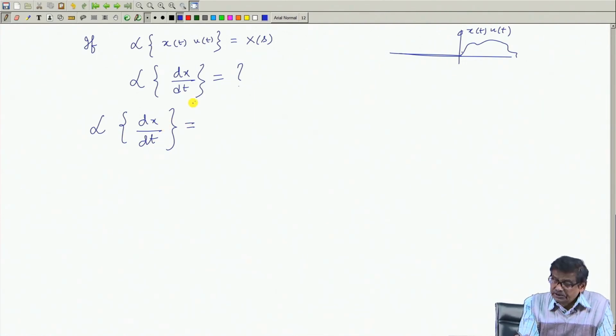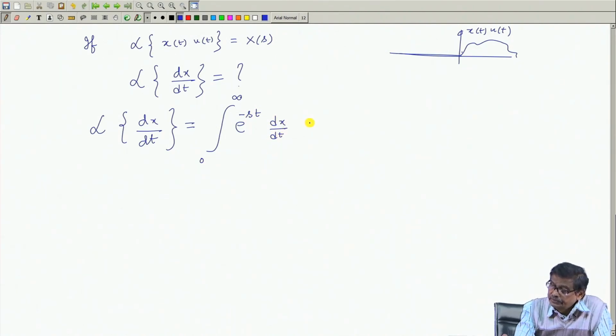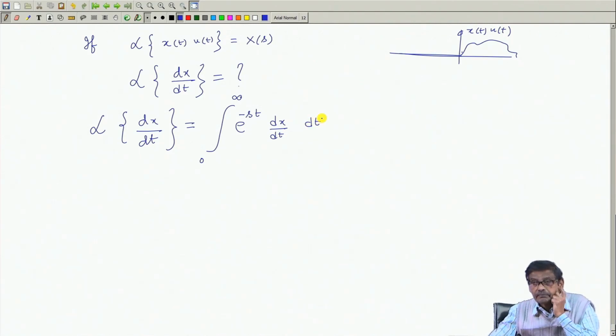into u(t). u(t) is ensured here, because x(t)u(t), that is what I told. So, dx/dt will be 0 for t less than 0. It will be equal to this integration, you have to calculate 0 to infinity e to the power minus st into the function, that is dx/dt, into dt. Is it not the Laplace transform of dx/dt I want to find out? So, this will be the thing.